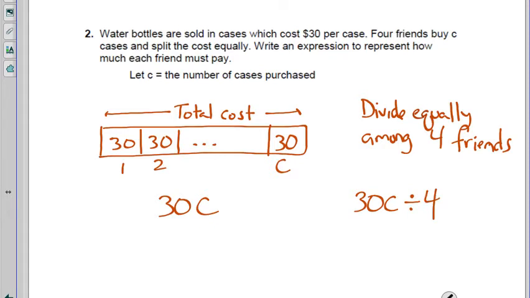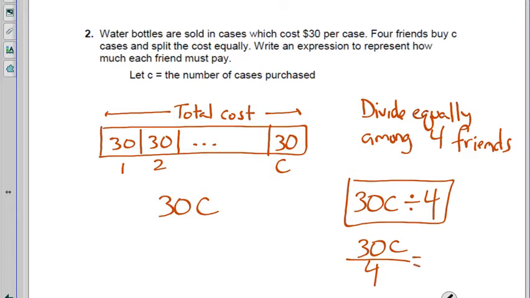And so that would be one possible correct solution, and that would be accepted for full credit. Now you could make it even simpler, because this really is 30C divided by 4, and 30 divided by 4 is 7 and 5/10 C. So this would be a simpler answer that would also be accepted.